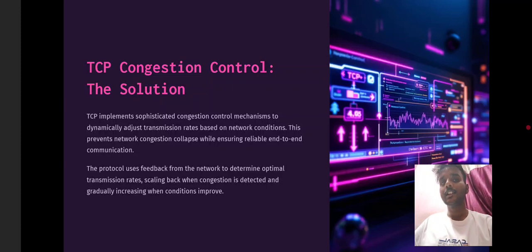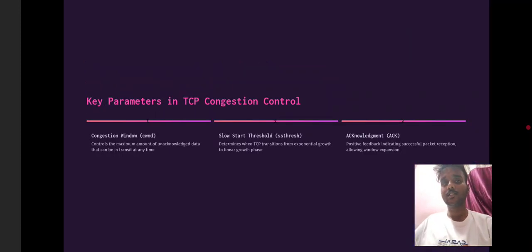UDP sends data continuously without checking network conditions, which can lead to higher packet loss.